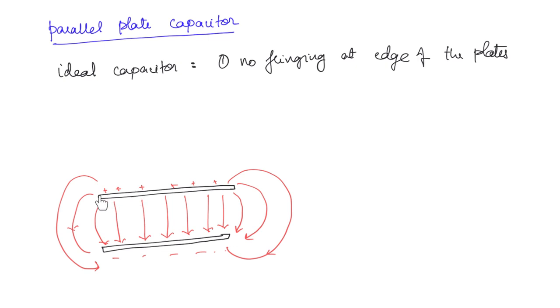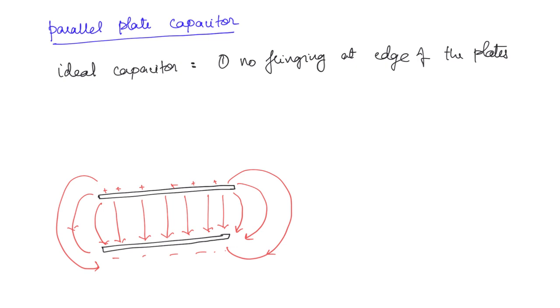But as you go towards the edges, if you consider this point at the edge, what is going to happen? The electric field due to this will be in this direction, and it is not countered by any other charge here. There is no charge here, right? So that is why the electric fields are not going to be parallel anymore near the edge of the plates. Okay, so that is called fringing.